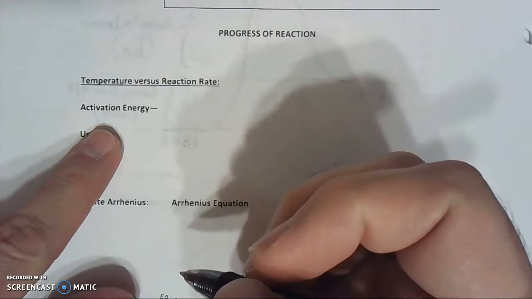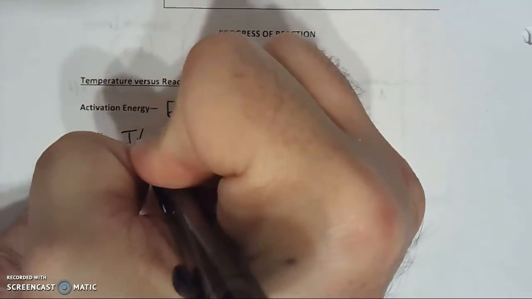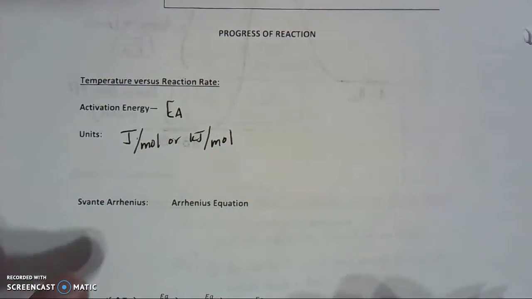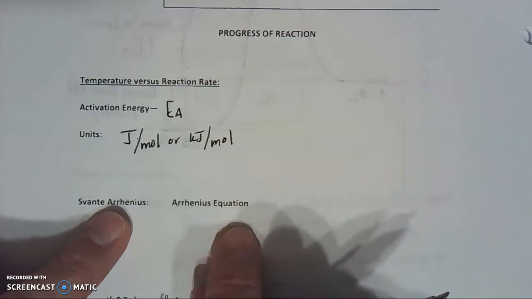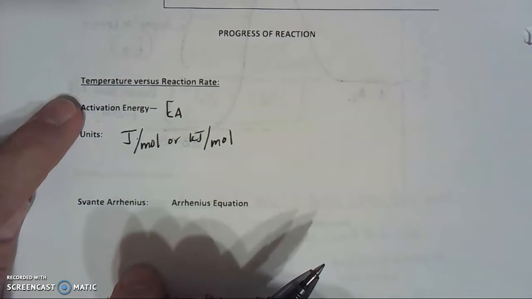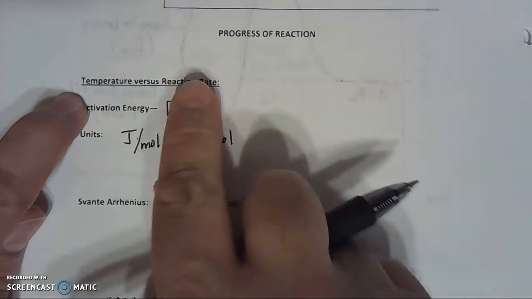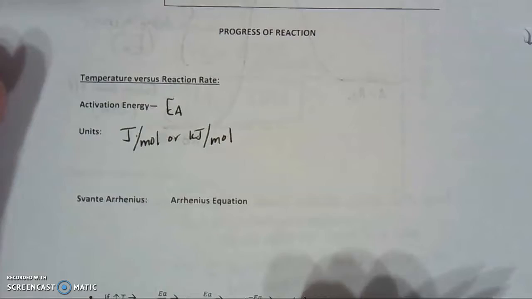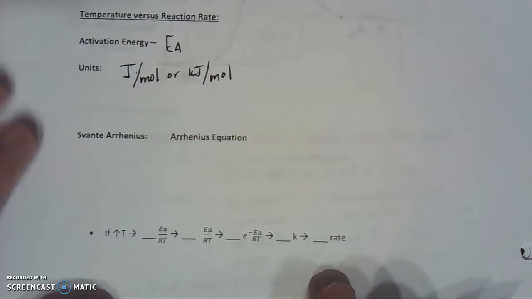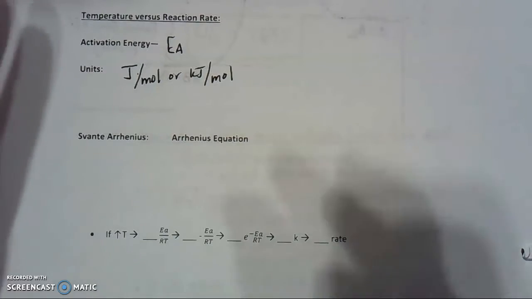So we've already mentioned activation energy. That is our E sub A. The units on that can either be in joules per mole or kilojoules per mole. And the person that came up with an equation that's used in chemistry called the Arrhenius equation is Svante Arrhenius. I just like that name, Svante. And he is looking at how temperature affects reaction rate, and he was able to quantify that. So it looks like a really scary equation, but it's not bad if we work through it.